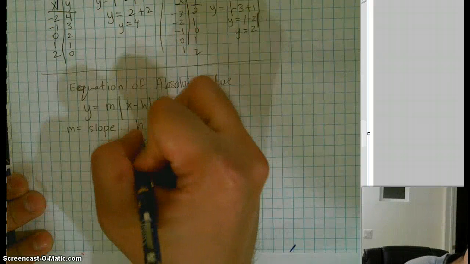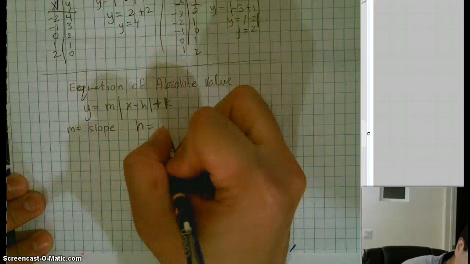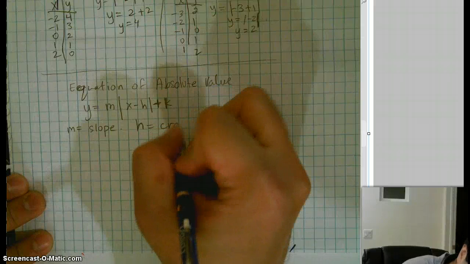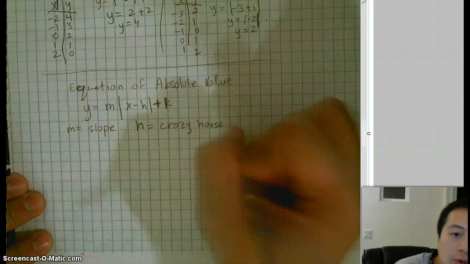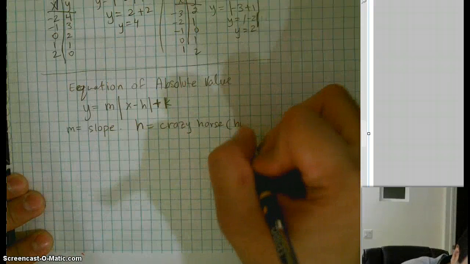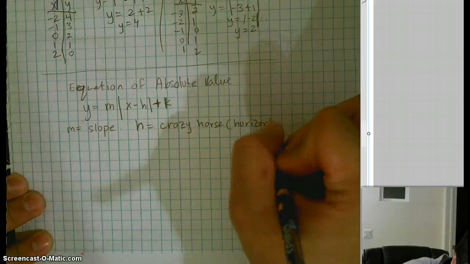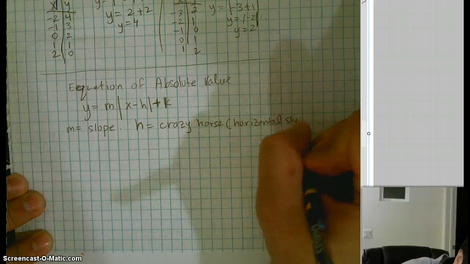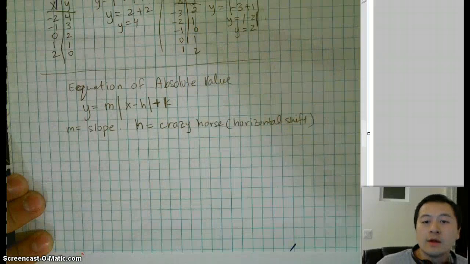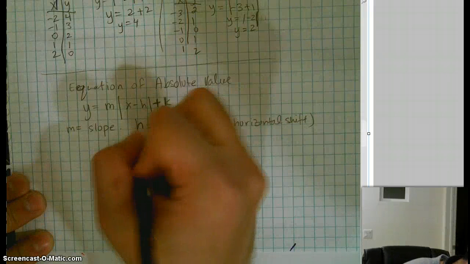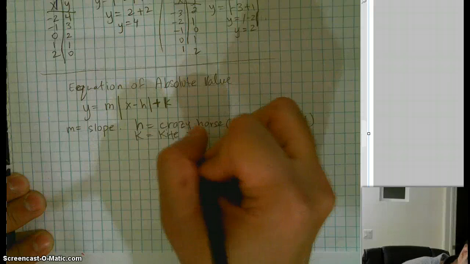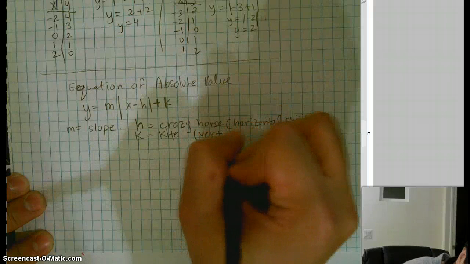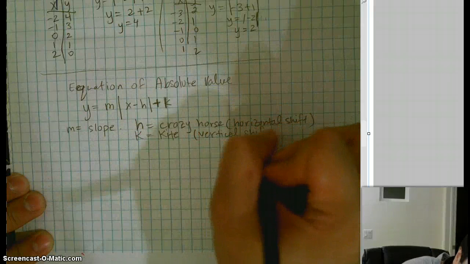H is known as the horizontal shift. Or I like to call it the crazy horse. Crazy horse, known as horizontal shift. So what's k then? K, I like to call it the kite. And I'll explain right in a second. And that's known as the vertical shift. And this is how I memorized this.